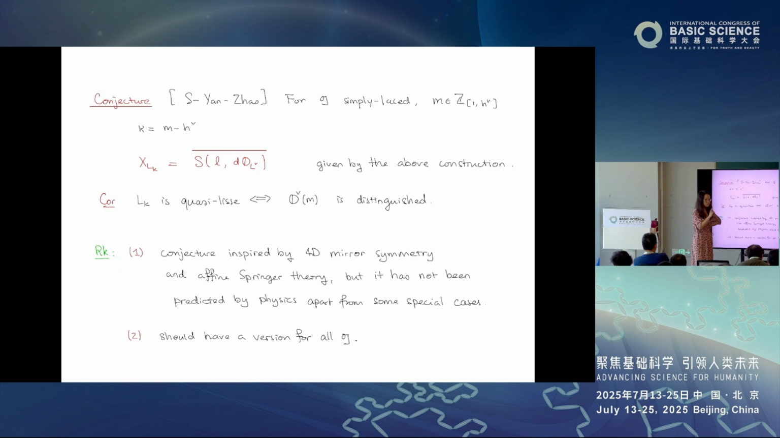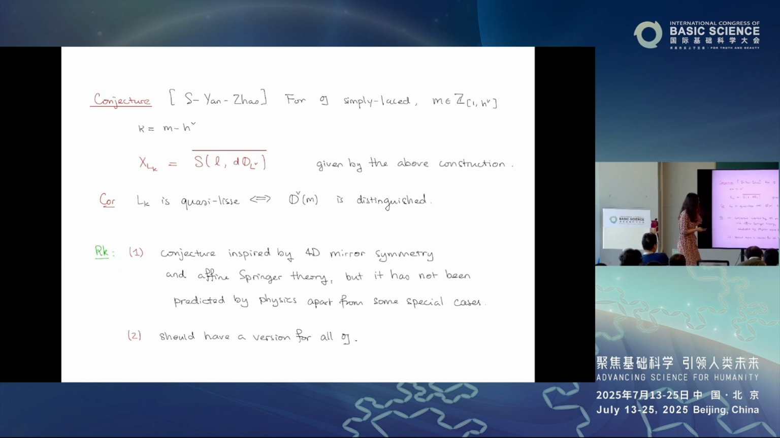And this is also the reason that I'm not doing non-simply laced type, because for those, I will need to consider twisted affine Springer fibers, and I believe most of this can be done, but this hasn't been carried out yet. So for simply laced, it's easier.